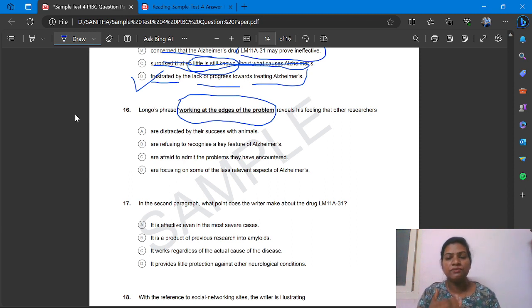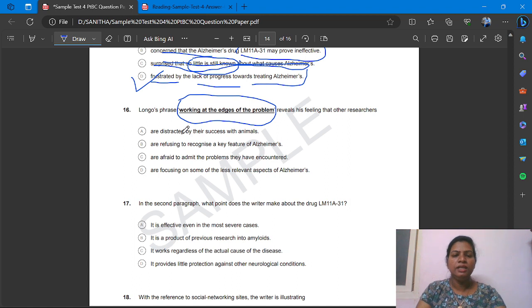Longo's phrase, working at the edges of the problem, reveals his feeling. What does the phrase reveal? His feeling that other researchers. That is the question. When you read these types of questions, you can guess what the answer is. Then you go to the paragraph, read the paragraph, understand it, and find out what the answer will be.